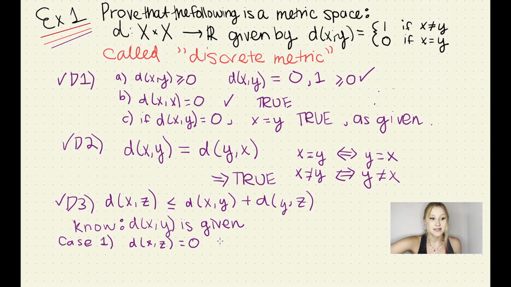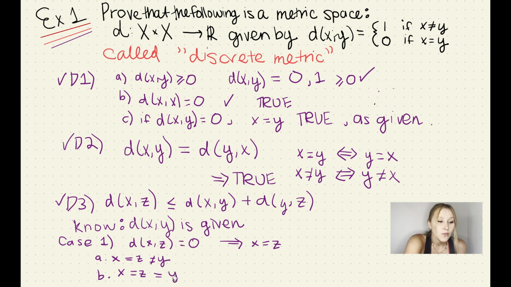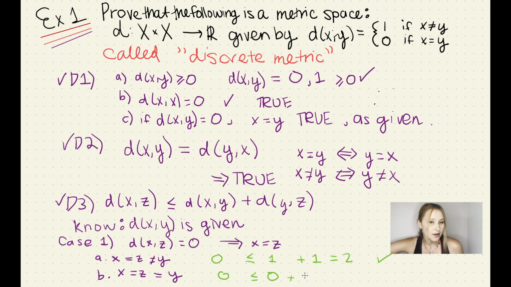That implies x is equal to z. So then, if x is equal to z, then either x is equal to z, which is not equal to y, or x is equal to z, which is also equal to y. If we test out both of those cases, we see that 0 is less than or equal to 1 plus 1, which is true, or 0 is less than or equal to 0 plus 0. And that is pretty straightforward. So then let's do the second case.